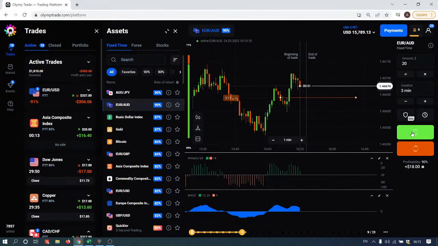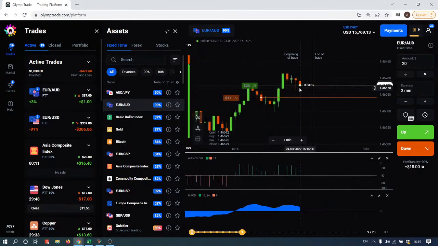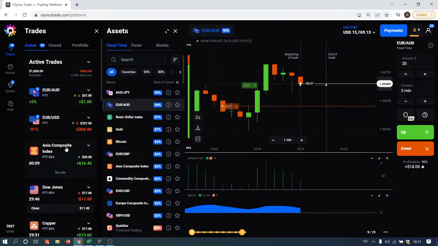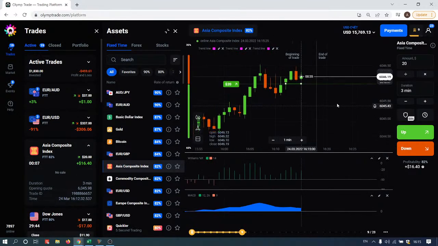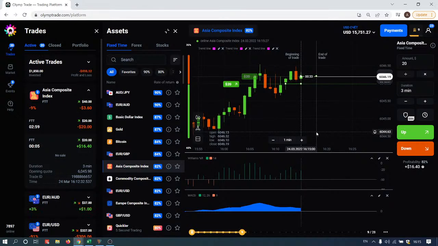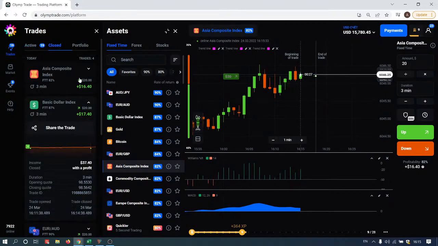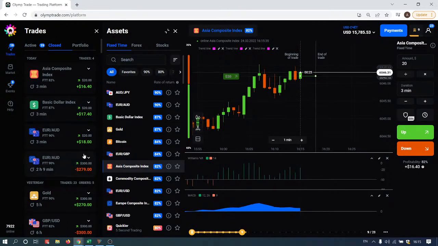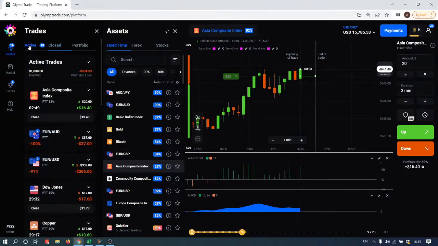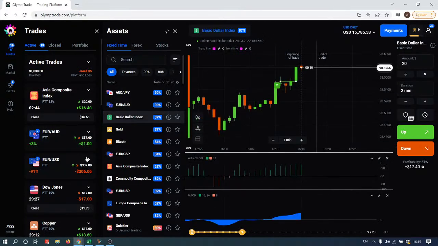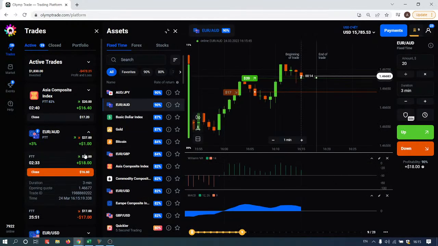So the Euro AUD, let's open a trade in the upwards direction, and my next trade is on Asia Composite Index, which is now closing with a nice profit. So 3 trades have closed with profit so far. My first 3 trades. And now let's move on to the next trades.